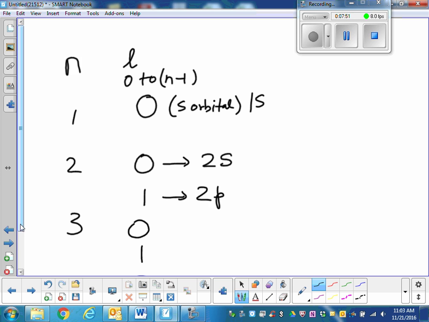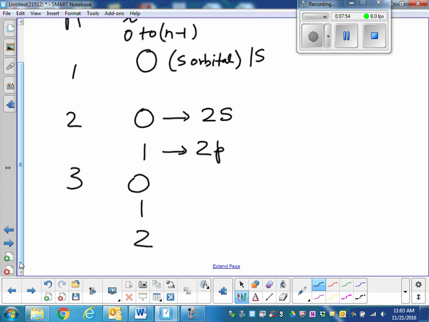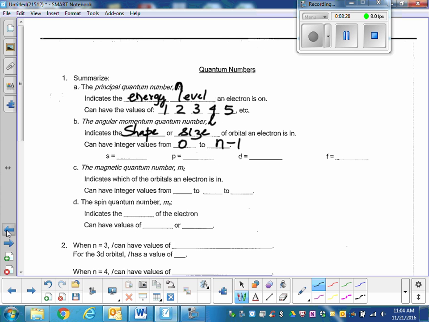Alright? Energy level 3. Which orbital do you think n equals 3, L equals 0 is talking about? 3s. Which energy level do you think n equals 3, L equals 1 is talking about? 3p. Which energy level do you think n equals 3, L equals 2 is talking about? 3d. Are we good? Are we understanding? Can we go back?